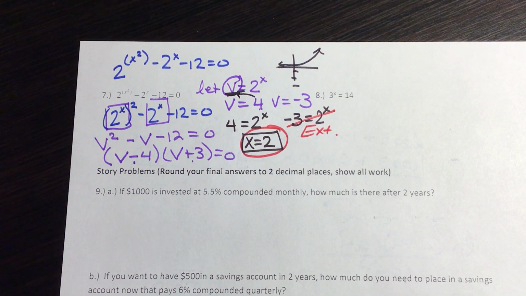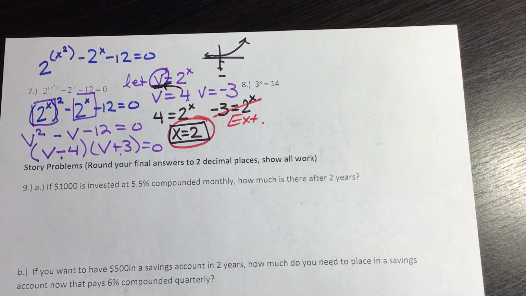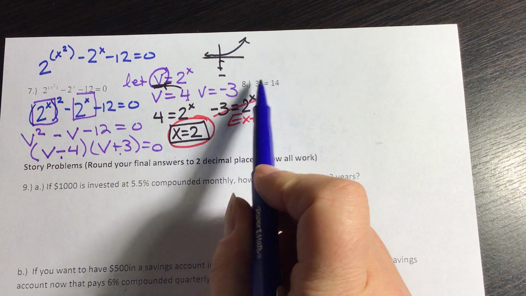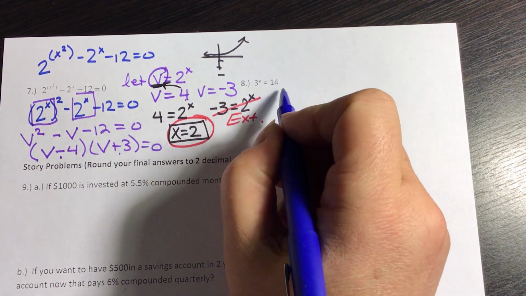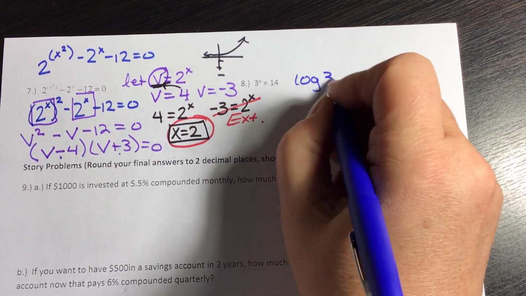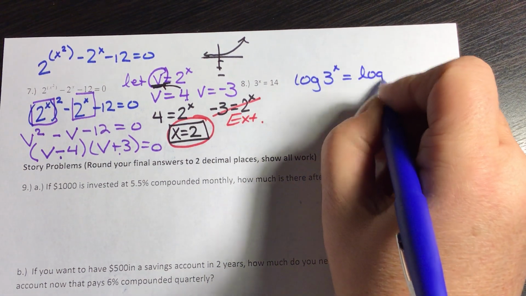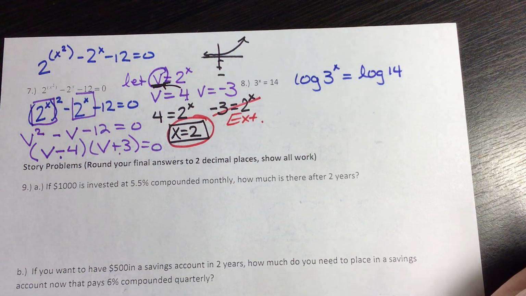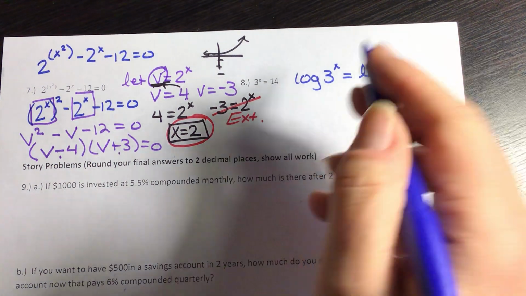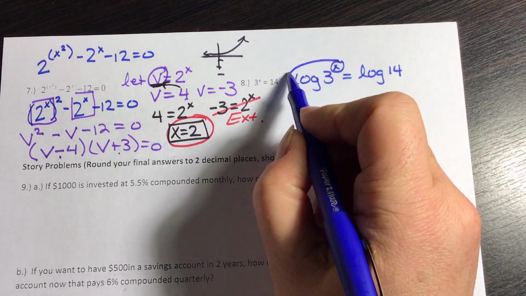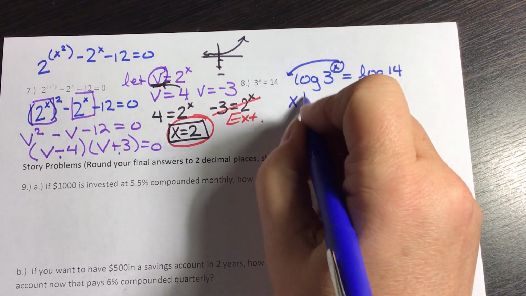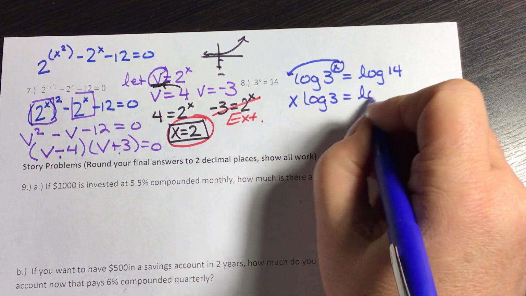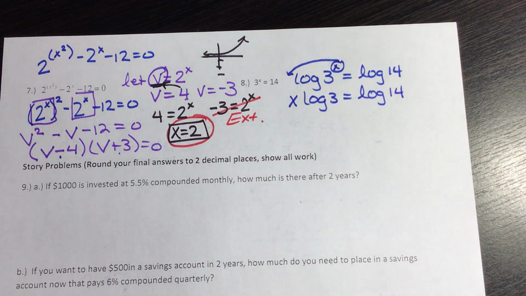Next one, 3 to the x is 14. All right, so here I already have an exponential sentence, but I have a variable in the exponent. So to get the variable out of the exponent, I need to log both sides. So I have log of 3 to the x power equals log of 14. Okay, we're not going to come out with a very nice pretty number here. Using my properties, I can take x and bring it out to the side. So I have x, this is how I get it out of the exponent, times log of 3 equals log of 14.